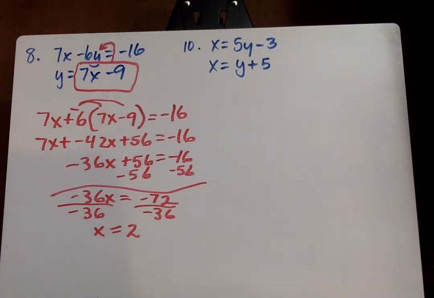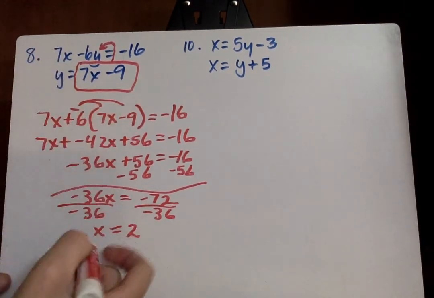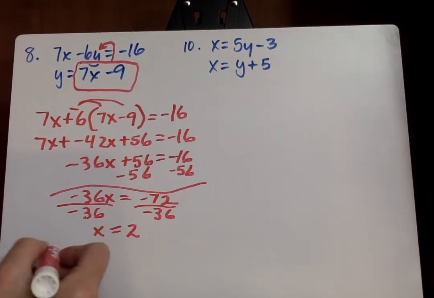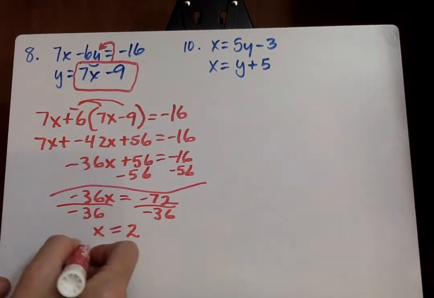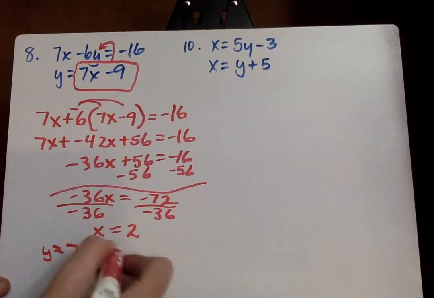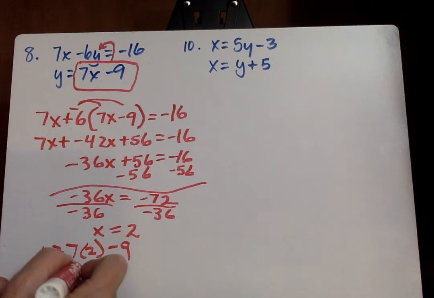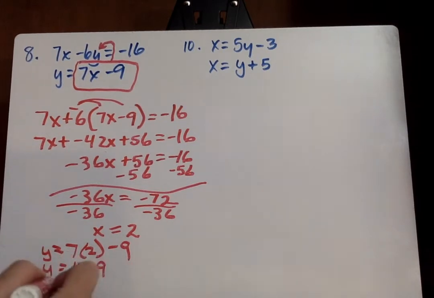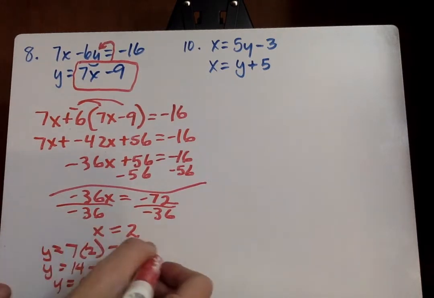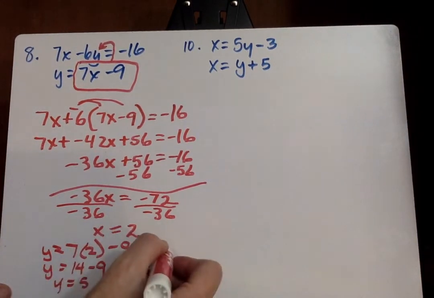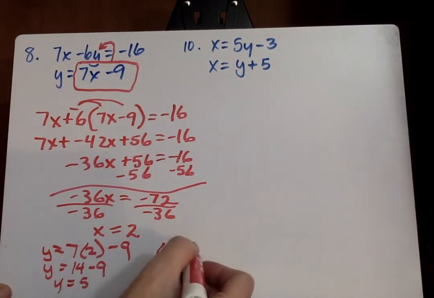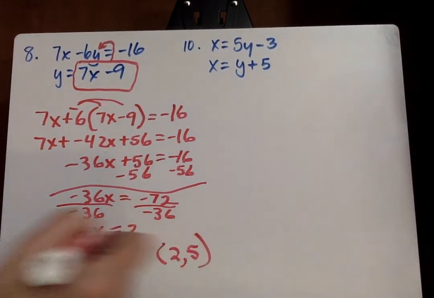Okay, now we don't know what y is until we plug it back in. So we're going to plug it back into one of the equations, okay? I'm going to go ahead and say y equals 7 times x minus 9. We know x is 2. So y equals 14 minus 9. So I know y equals 5. So my ordered pair is my x is first, 2, and my y is second, 5. And we're done.